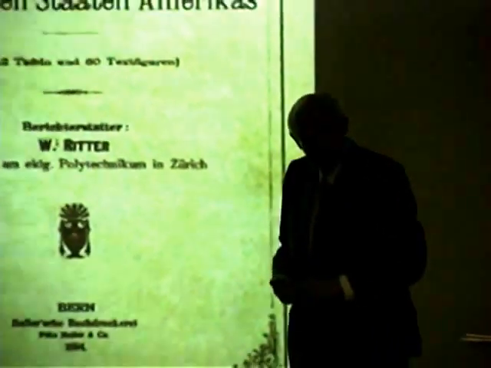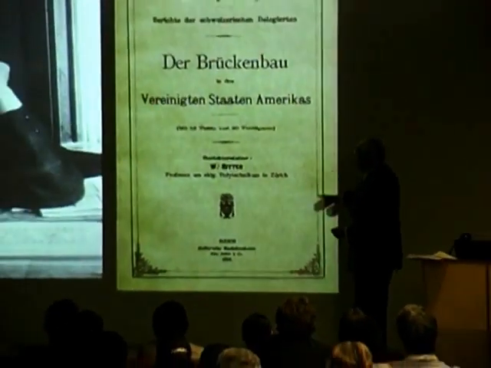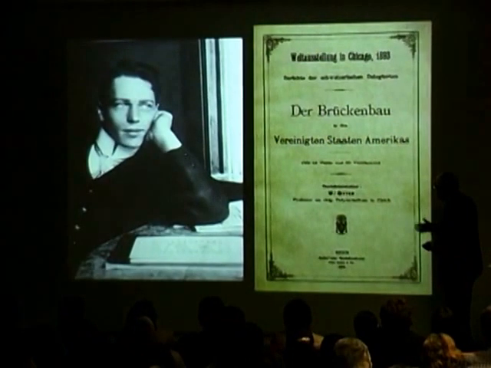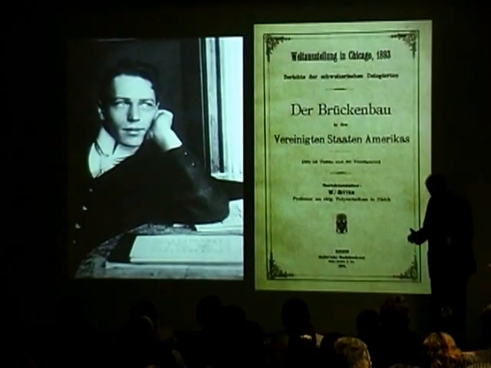He writes a letter home to his mother. He writes it from the Palisades in New Jersey, right above where his bridge is going to be. And he's imagining this bridge when he gets to the United States in 1904. And here's the cover of the book, Die Brückenbau in den Vereinigten Staaten Amerikas. It's a classic text and the way Ritter saw American bridges.